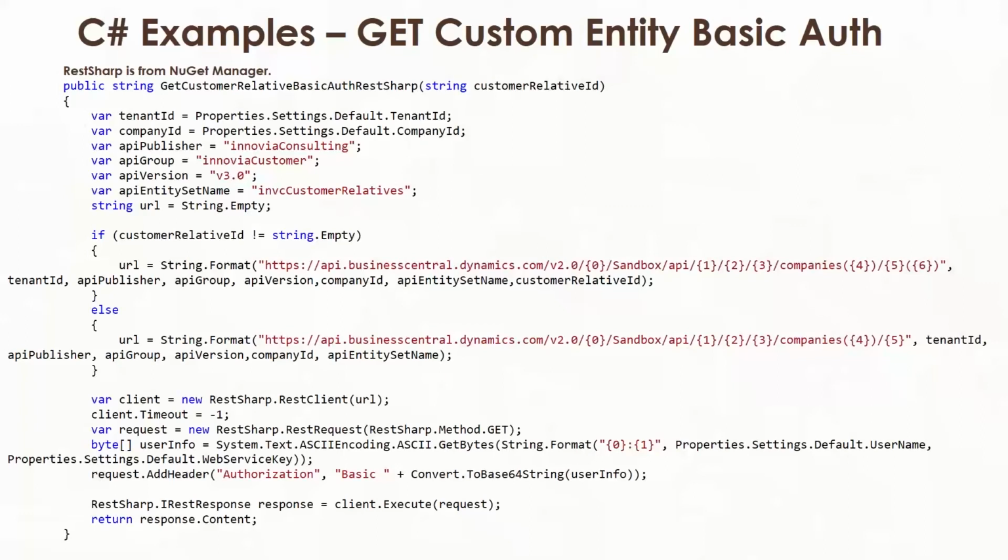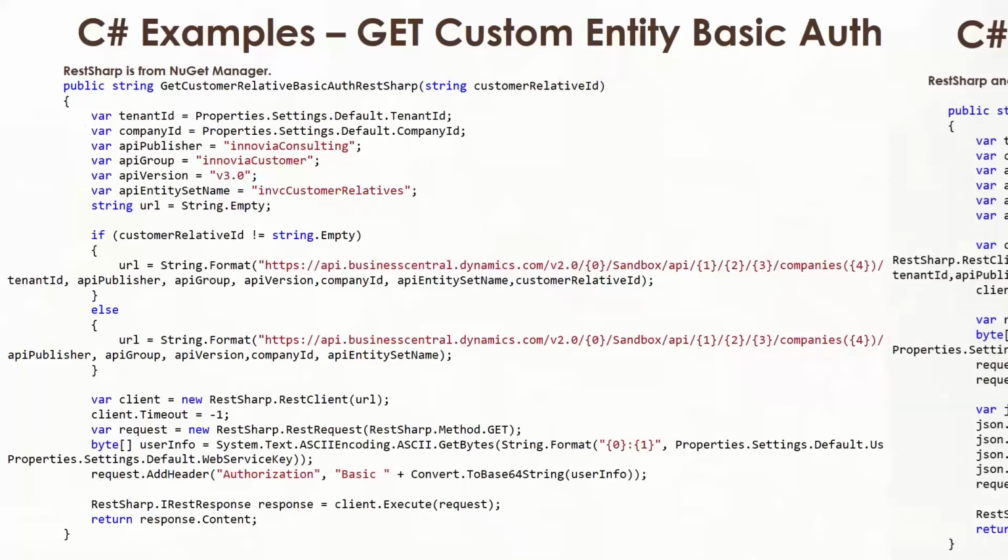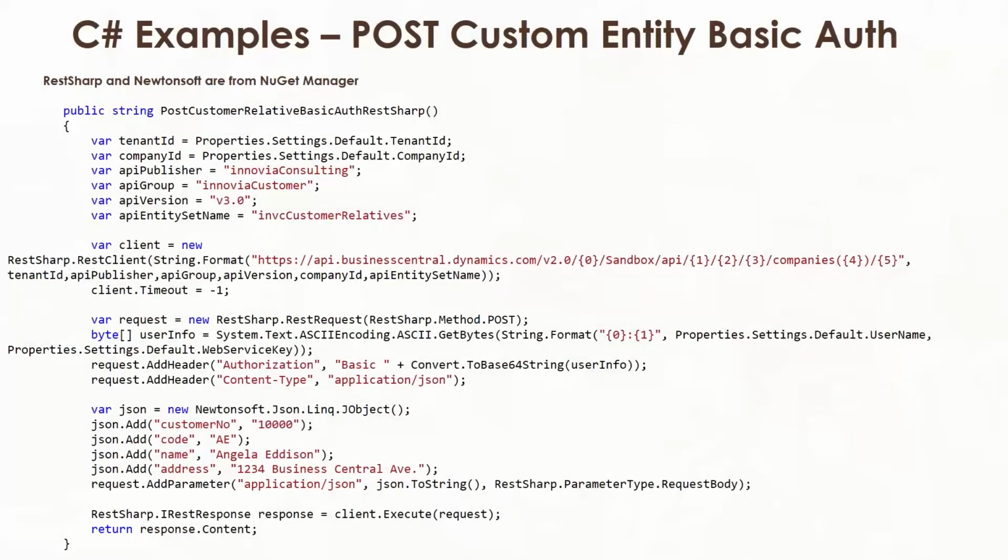Here's our get custom entity using basic auth. I'm just using this so that if I pass in a customer relative ID, it grabs a single record. If I don't, then it gives me the full list. For this, I'm using RestSharp, and you can get that from NuGet Manager. And I'm using Newtonsoft here, RestSharp and Newtonsoft. Both you can get from NuGet Manager. And the Newtonsoft will help with building your JSON that you're going to send.